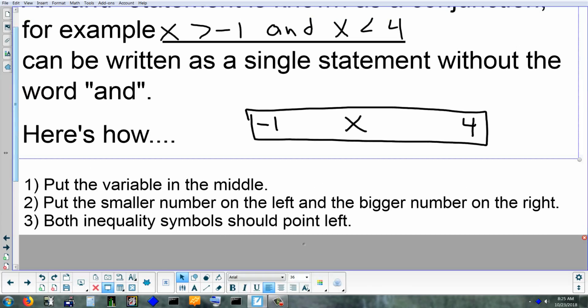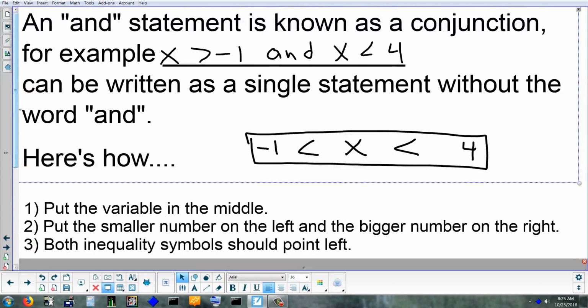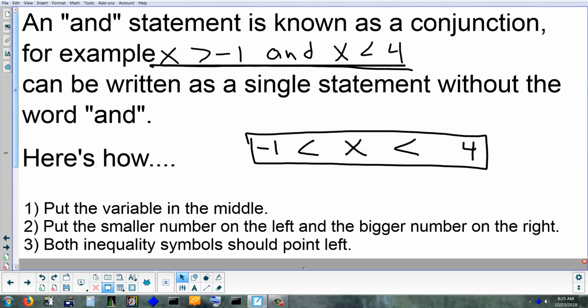So just go back and look at the original symbols. Do the original symbols have the line under them? No. No. So both inequality symbols should point to the left, no line. So what I just put in that box is exactly the same thing that's on that line. It means exactly the same thing. And the way you read it is exactly the way it's written here.